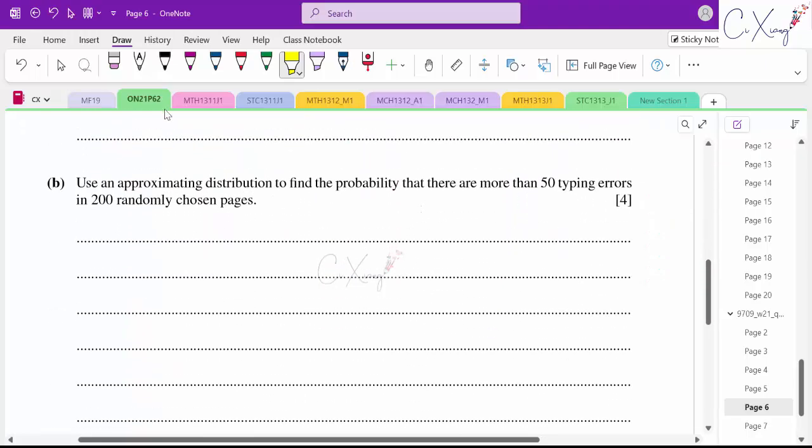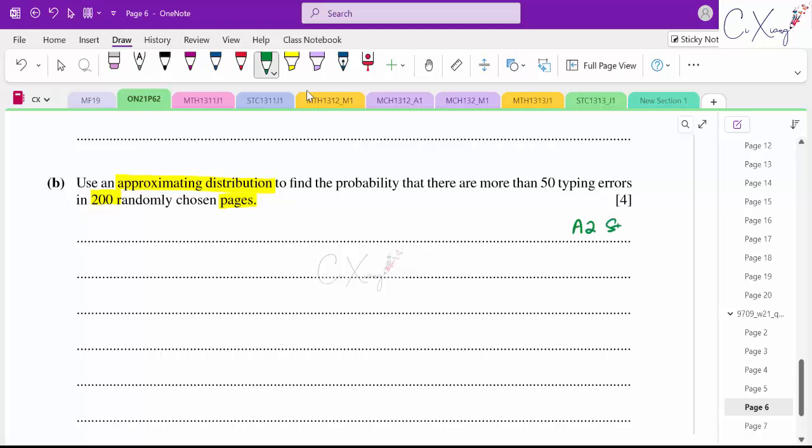For part B, use an approximating distribution, highlight the keyword approximating distribution, to find the probability that there are more than 50 typing errors in 200 pages. In our A2 syllabus, Stats 2, we have two types of approximating question. The first one is you have a binomial and you want to change it to Poisson. What's the condition for changing binomial to Poisson? Your n must be greater than 50 and your np must be smaller than 5. That's the condition. The second type of approximating question is you can change Poisson to normal distribution.